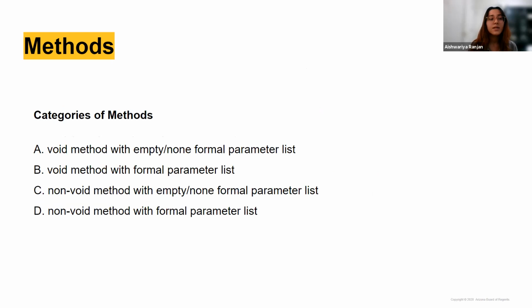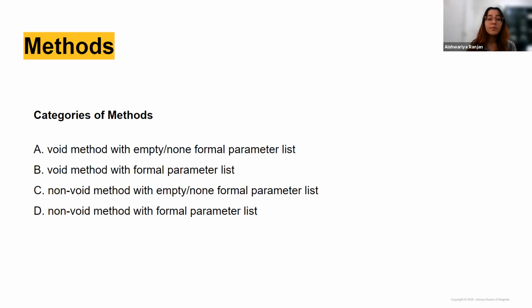So the methods are divided into these 4 categories. We have void methods with empty formal parameter lists. Void methods don't return anything, and they don't have any inputs. To call them, you don't really need an input. It's like your toString method. It's void, it's not returning anything, it'll just display what you have in the program. So it doesn't need inputs as well, so an empty parameter list.